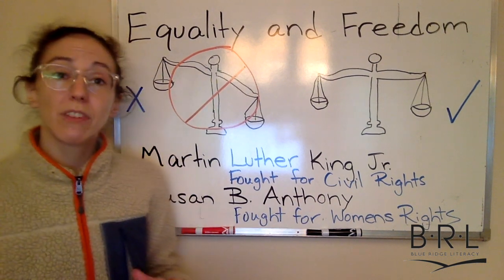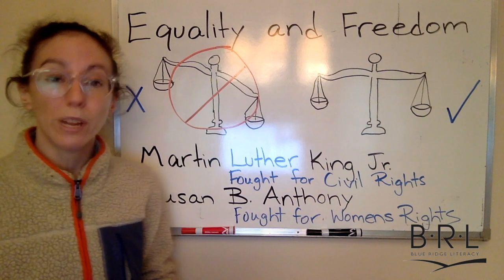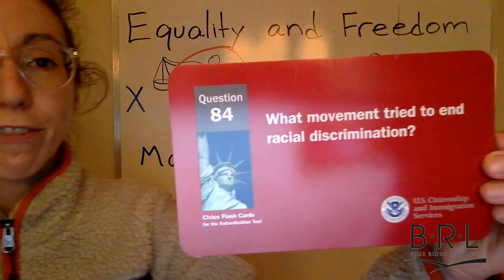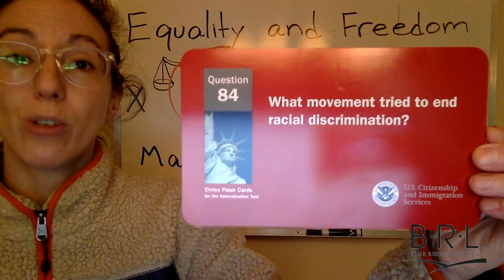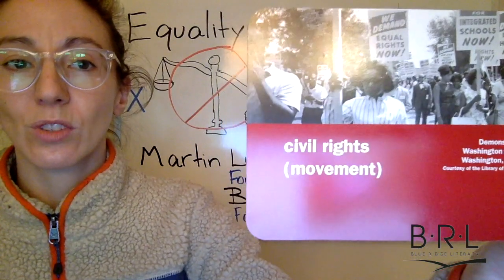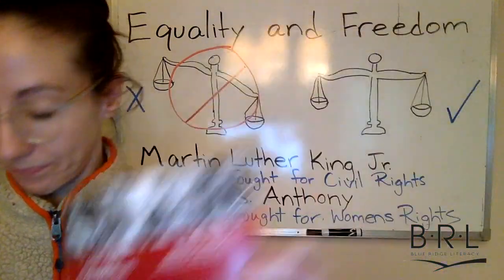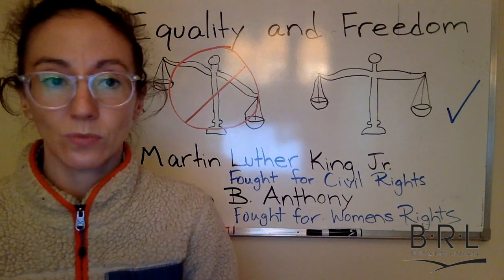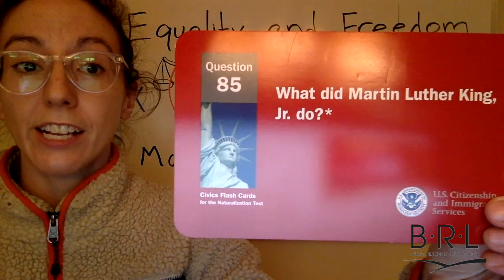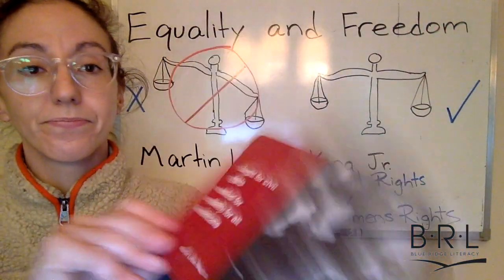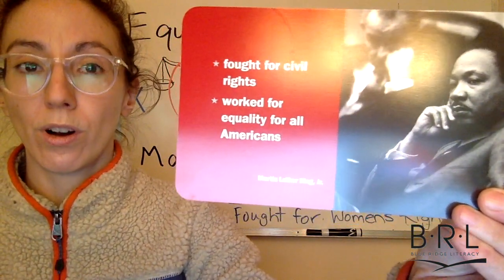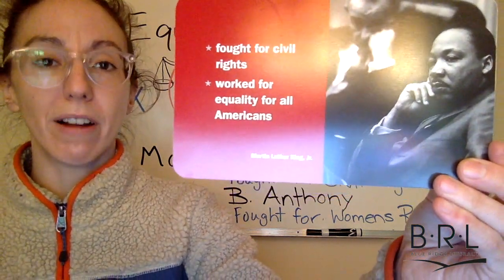Let's review some of the civics questions covered in this quick lesson. Question 84. What movement tried to end racial discrimination? Civil rights. Question 85. What did Martin Luther King Jr. do? Fought for civil rights, or worked for equality of all Americans.